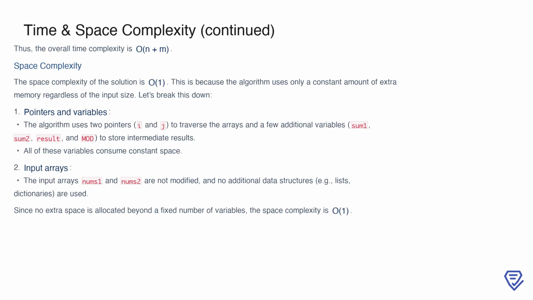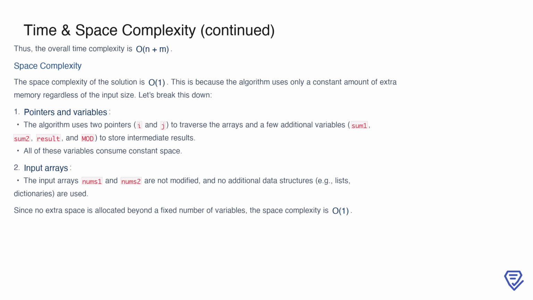Now, when it comes to space complexity, the solution is highly efficient, requiring only O(1) additional space. This is because the algorithm uses a fixed number of variables, including the two pointers i and j, and auxiliary variables like sum1, sum2, result, and mod for intermediate calculations. These variables occupy constant space irrespective of the input size. Furthermore, no additional data structures, such as lists or dictionaries, are created, and the input arrays nums1 and nums2 are accessed without modification. In summary, the space complexity remains constant, making the solution not only time efficient but also memory efficient.